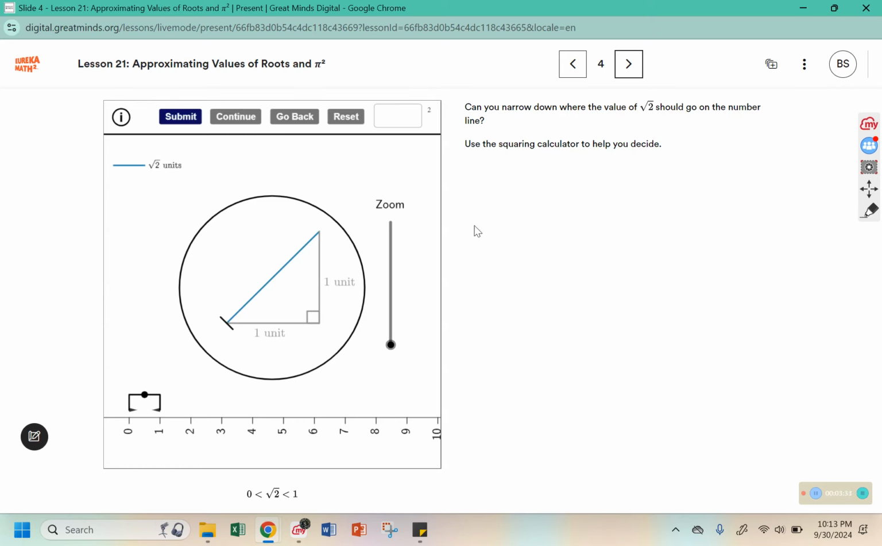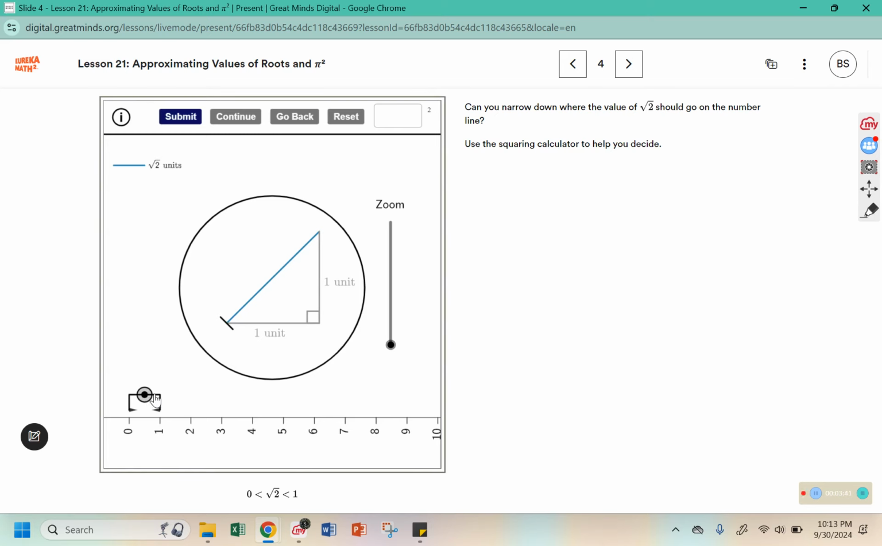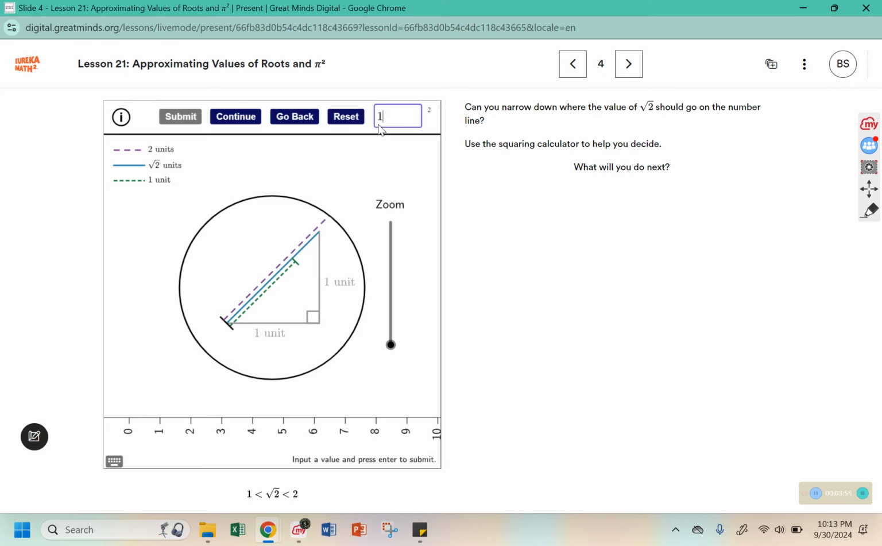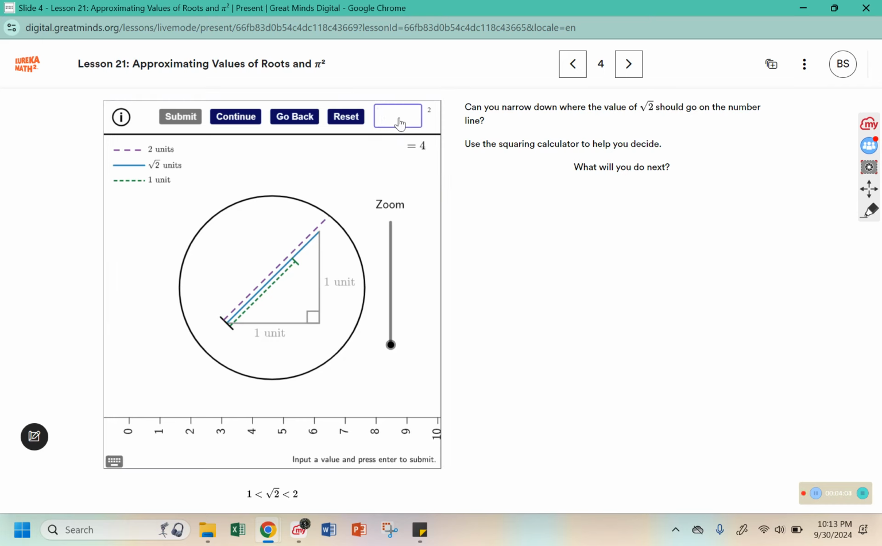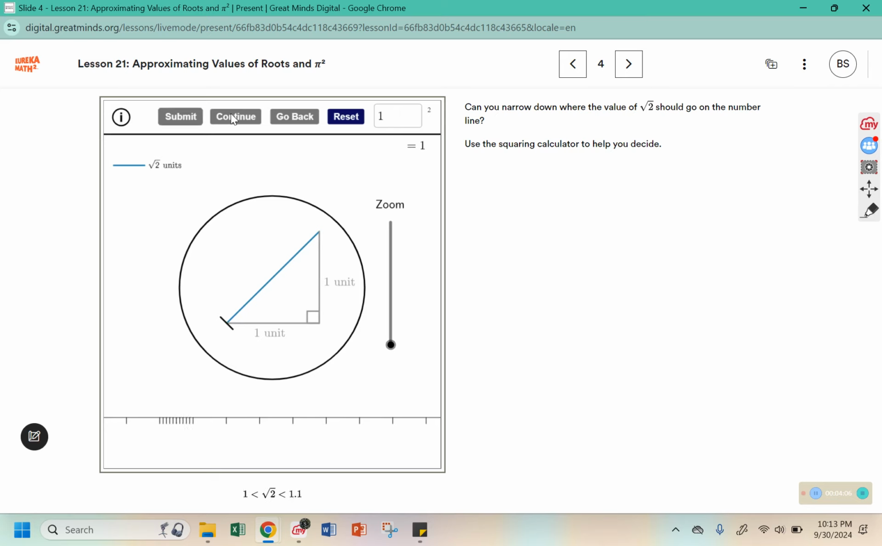So here it says, can you narrow down where the value of the square root of 2 should go on the number line? Use the squaring calculator to help you decide. So we already know that it's between 1 and 2, and you can click submit and then continue, and it'll show you here's this 1 and here is 2. So if we type in here 1 squared is 1 and 2 squared is 4, so it has to be between those. So if I click continue, it's going to zoom in between 1 and 2.